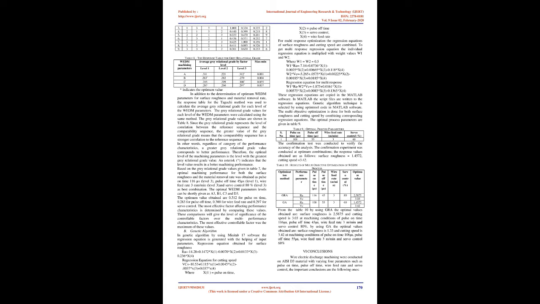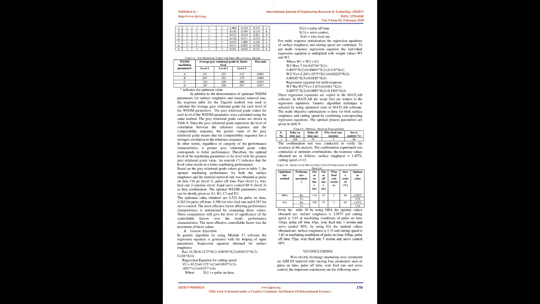Based on the gray relational grade values given in Table 7, the optimal machining performance for both the surface roughness and the material removal rate was obtained as pulse on time 116s, level 3, pulse off time 45s, level 1, wire feed rate 3 mm per minute, level 3, and servo control 80%, level 3, as best combination. The optimal WEDM parameters levels can be shortly given as A3, B1, C3, and D3.